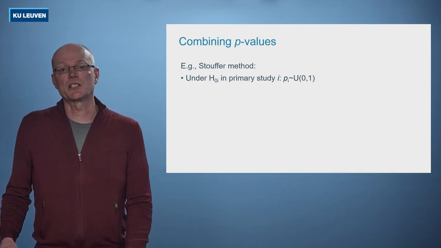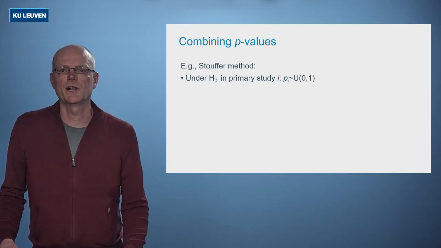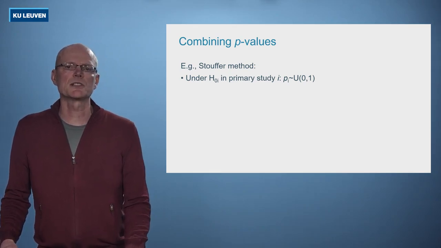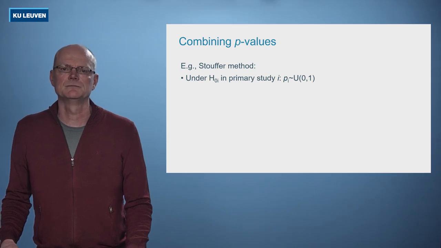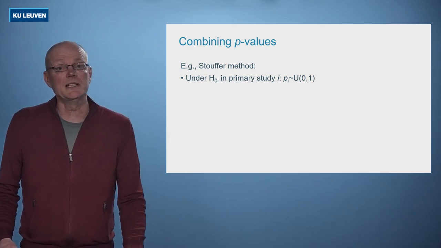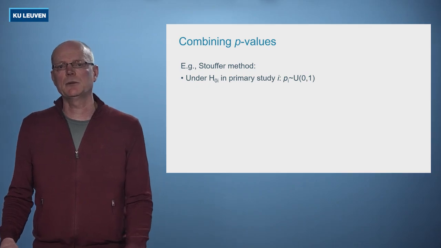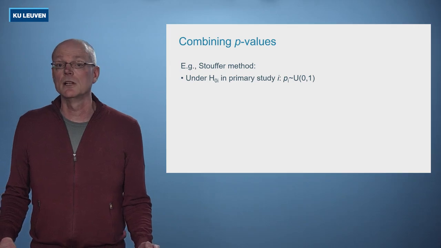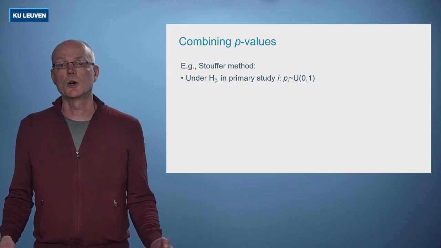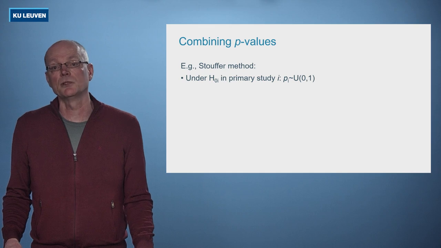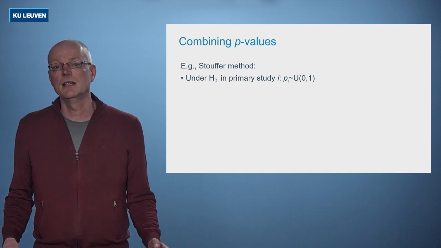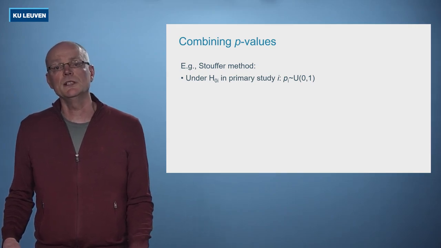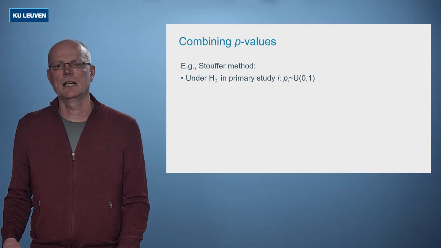Another alternative procedure is the combination of p-values. For instance, look at the Stouffer method. What is the idea? Well, suppose that the null hypothesis is true in a specific primary study. In that case, all one-sided p-values between 0 and 1 are equally likely. For instance, the probability that we will find a p-value smaller than 0.05 is exactly equal to 0.05. Or the probability that our p-value will be larger than 0.50 is 0.50. Indeed, when the null hypothesis is true, the p-values follow a uniform distribution with limits 0 and 1.